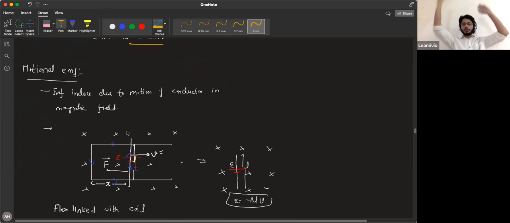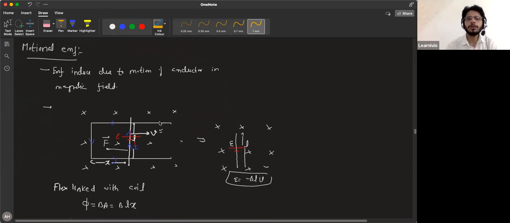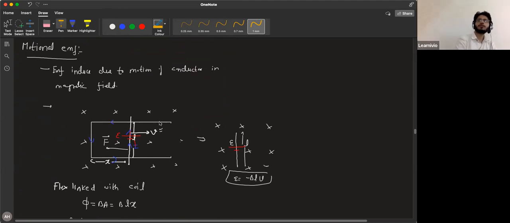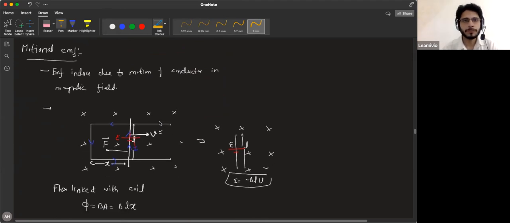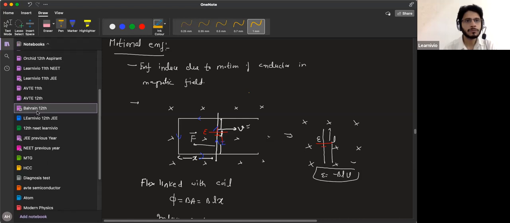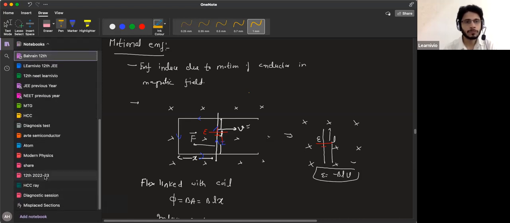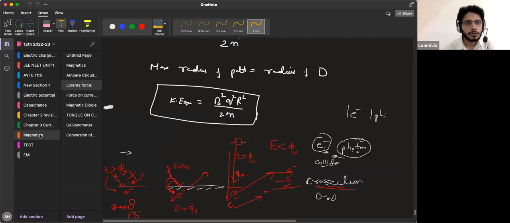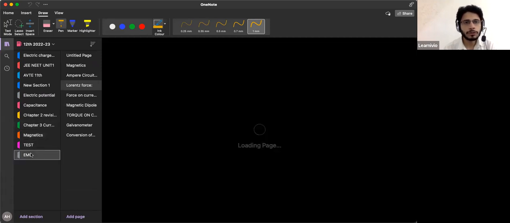Okay, so motional EMF, we'll start motional EMF in the next class. We'll do that JEE need stuff now. We'll be revising current electricity now. So I need just 2 more lectures for EMI, 1 lecture for motional EMF and another for induction. There's just 2 topics left. So I'll be starting the revision of current again. So we have finished.